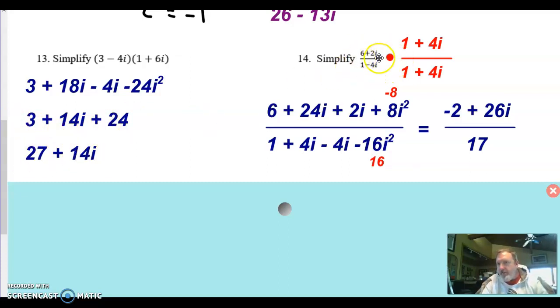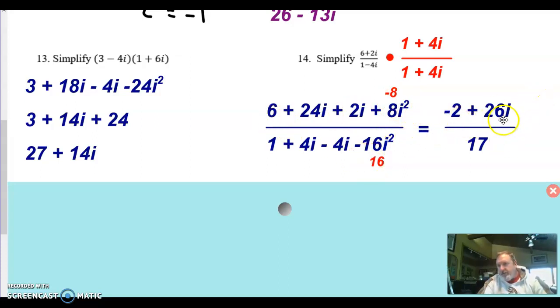When we have a fraction, you have to multiply by the conjugate. For the conjugate, you change the sign of the i term in the denominator. So 1 plus 4i. We're going to FOIL. Again, simplify your i squared term. So this one's negative 8. This one's plus 16. Combine our like terms.